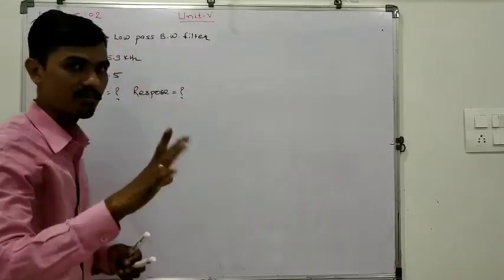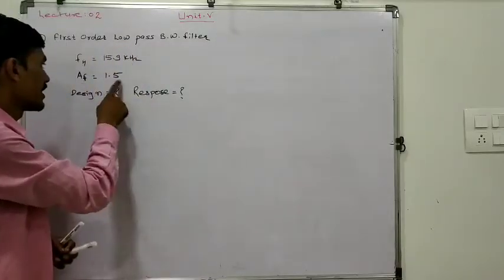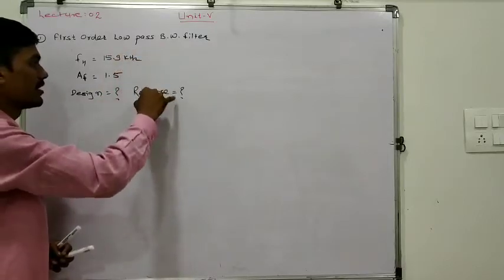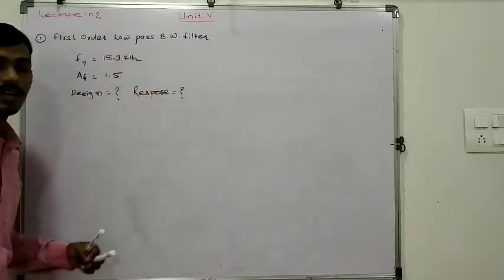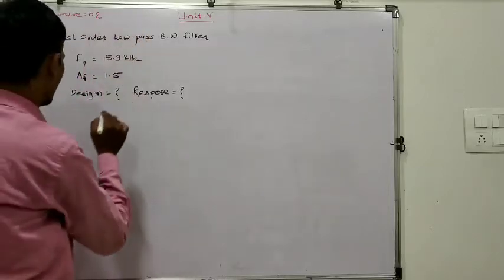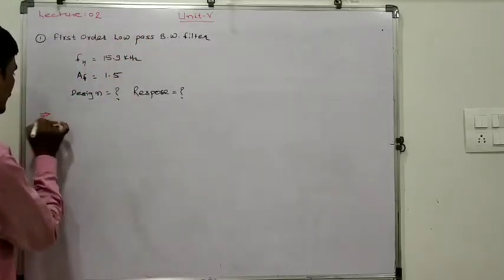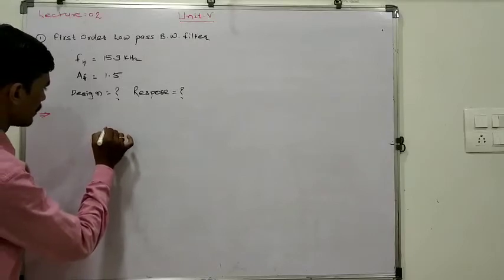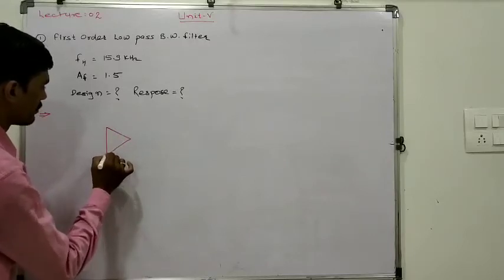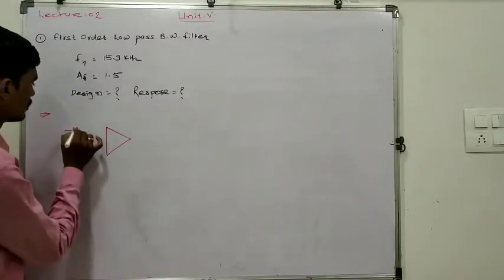The high cutoff frequency is mentioned and the pass band gain is mentioned. We have to design the circuit for the first order low pass Butterworth filter, as well as plot the response. First of all, we know that for the first order Butterworth filter, the design is like this. We have to draw the operational amplifier which works in non-inverting mode.